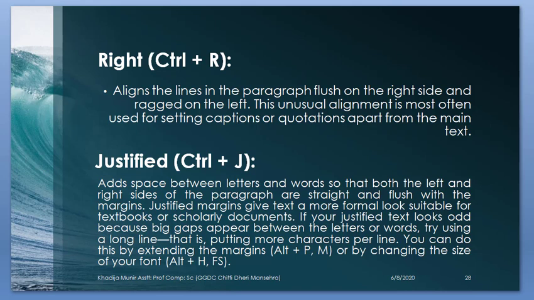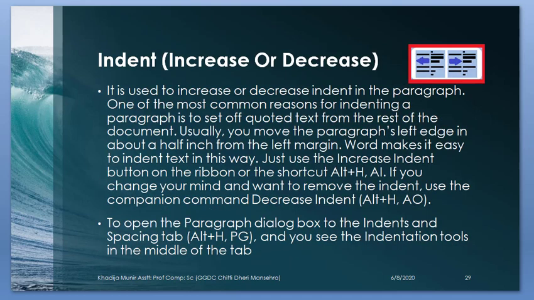Justified. Control plus J. It adds space between letters and words so both the left and the right side of the paragraph are straight and flush with the margin. Justified margins give text a more formal look suitable for textbooks or scholarly documents. If your justified text looks odd because big gaps appear between the letters or words, try avoiding long lines, that is, putting more characters per line. You can do this by extending the margin, Alt plus P M, or by changing the size of your font, Alt plus H F S.